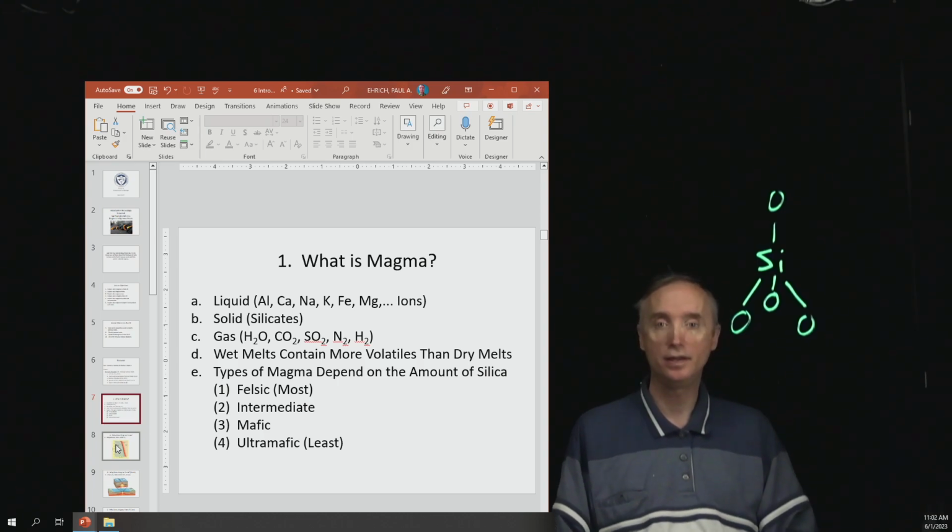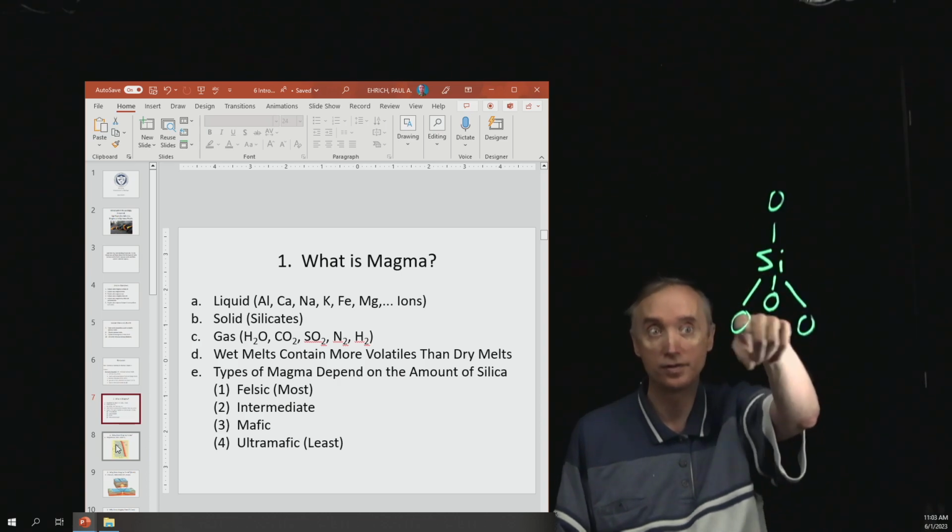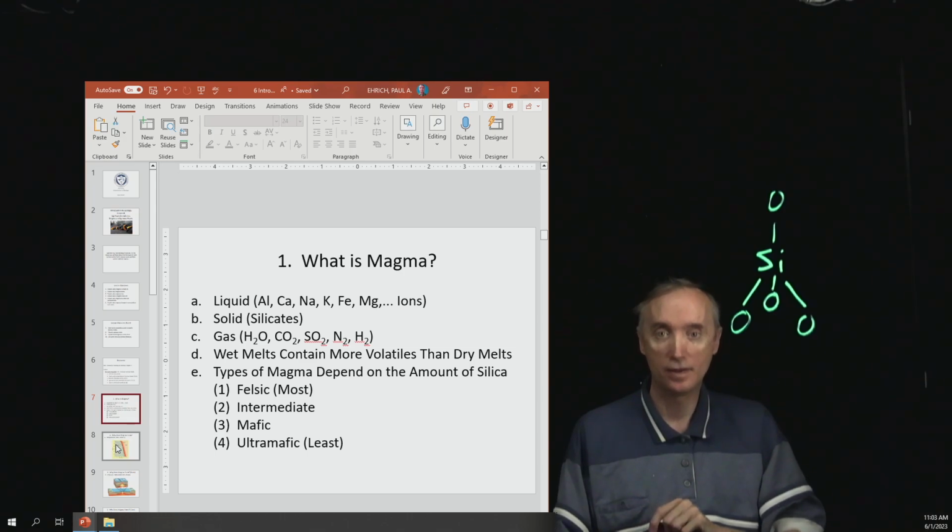Okay, next thing is types of magma depend on the amount of silica that they have. So it's very important that you know these words for the exam: felsic, intermediate, mafic, and then ultramafic. A felsic magma is going to contain the most amount of silica in it. And then the ultramafic is going to be the ones that have the least amount of silica. So the ultramafic is going to be the origin of the mafic, the intermediate, and the felsic.